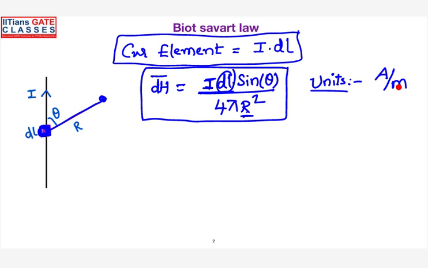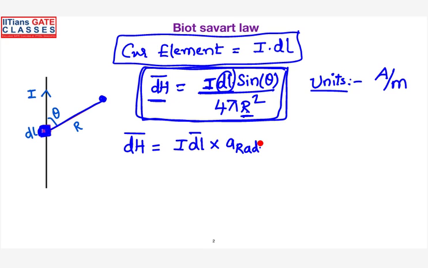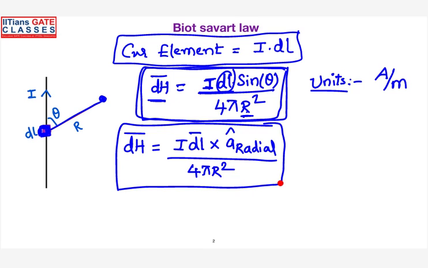For better understanding, I will rearrange this equation in terms of vectors. You know that this differential magnetic field is a vector. So I will write the differential magnetic field with the cross product of the current element and the radial direction, divided by 4 pi r squared. The same equation, instead of writing it with the sine of the angle, I will mention as a cross product of two vectors. Even if we know the cross product, what is the definition of the cross product?